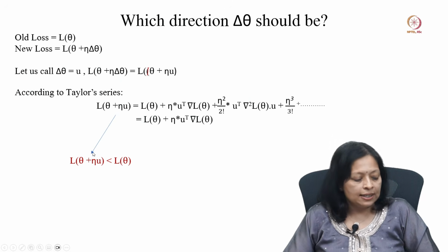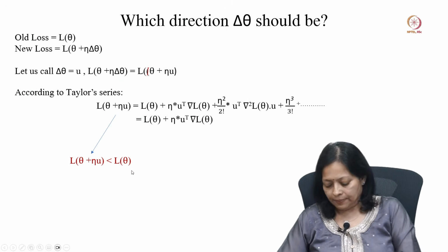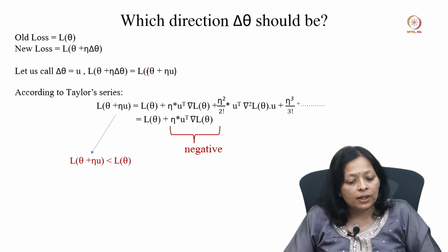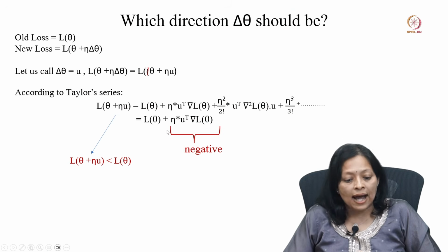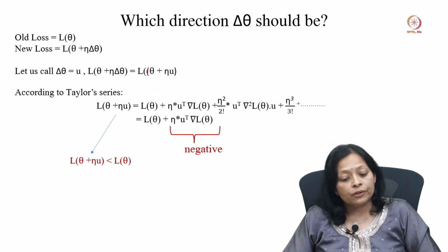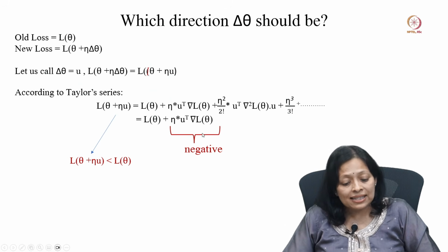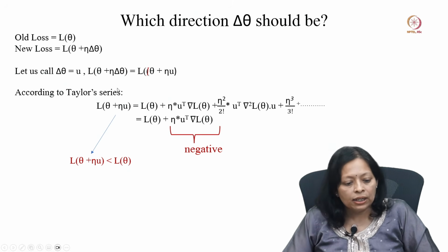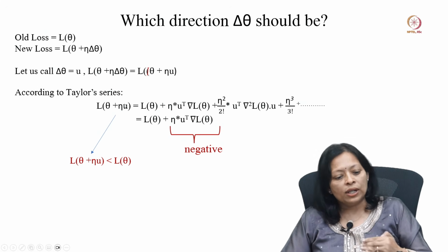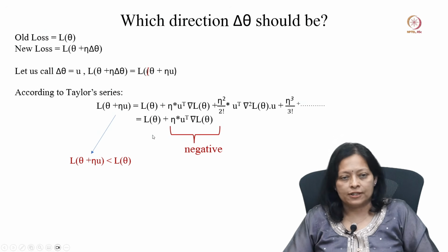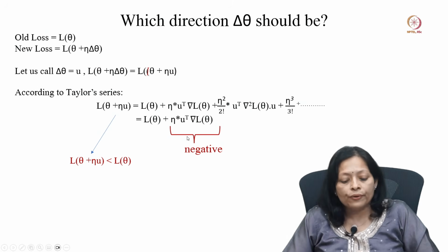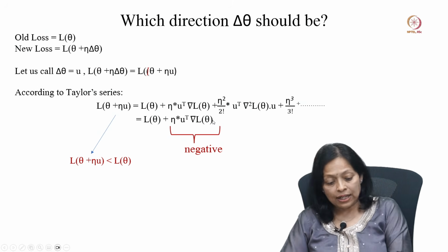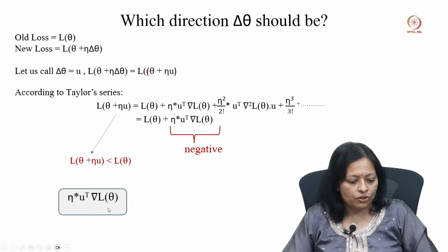So, the condition that needs to be satisfied here is L of theta plus eta u should be less than L of theta. Okay. For that, what should we have here? This term should be negative. Okay. And we want this term to be maximum negative, because if it is maximum negative, then only my new loss function will be much lesser than my previous loss function. Okay. Now, how do we make this term negative? That we have to see. This is the term in question now.